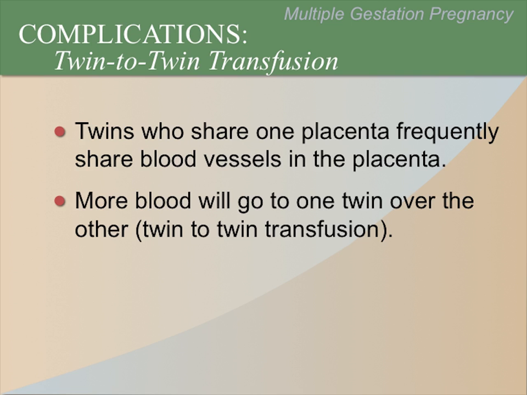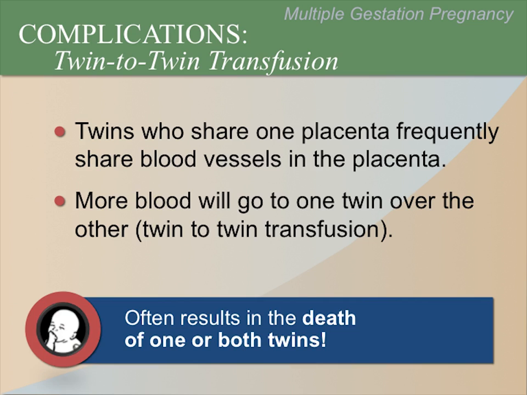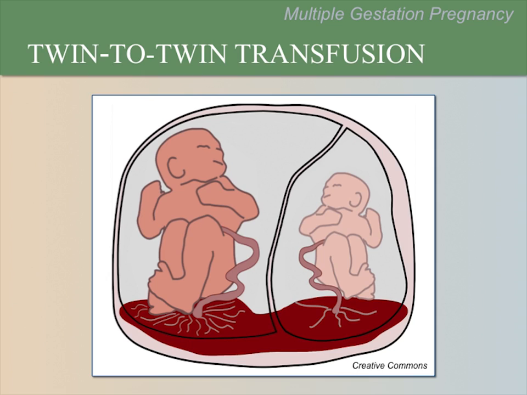Twins who share one placenta frequently share blood vessels in the placenta. This can result in more blood going to one twin than the other. This is called twin-to-twin transfusion. The fetal death rate in cases with twin-to-twin transfusion is high. In twin-to-twin transfusion, more blood goes to one fetus. Usually one twin becomes much larger than the other.